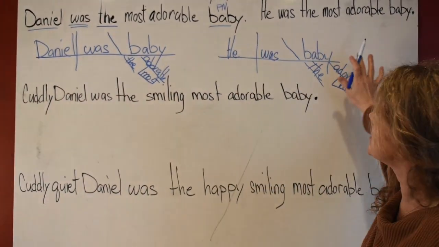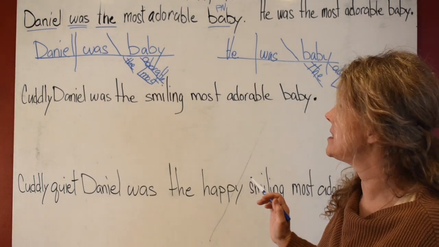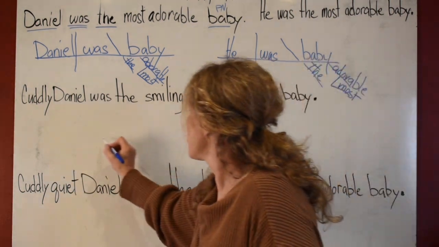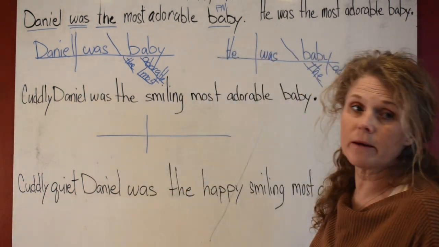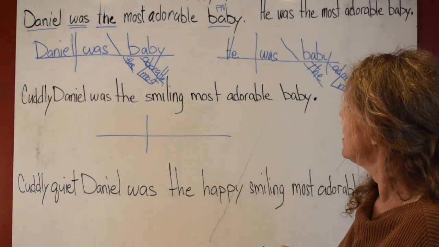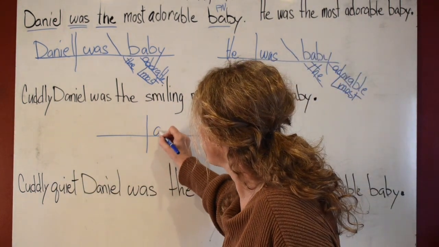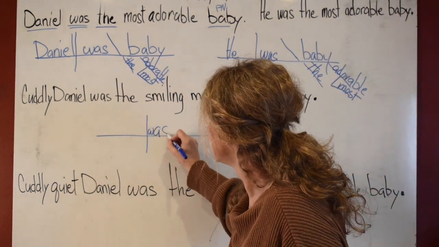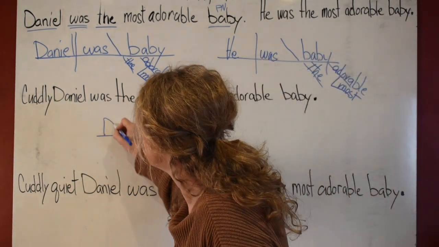All right, so now let's go ahead and diagram this one. It's almost the same as this, but I've added in some more words so you can see how that works. So since it's basically the same, we're going to just quickly make our big long line. So what's your verb? Was. Who was? Who are they talking about? Daniel was.